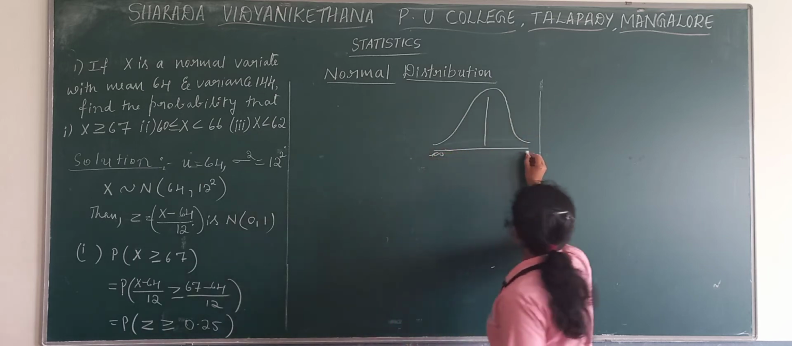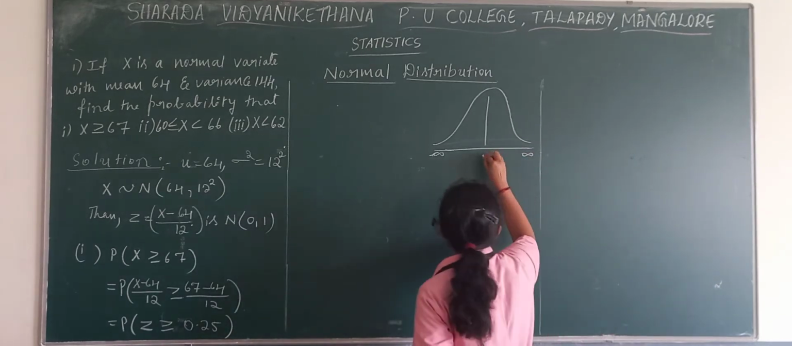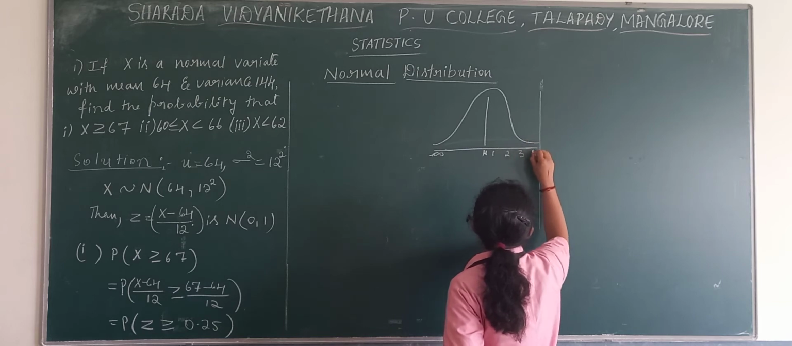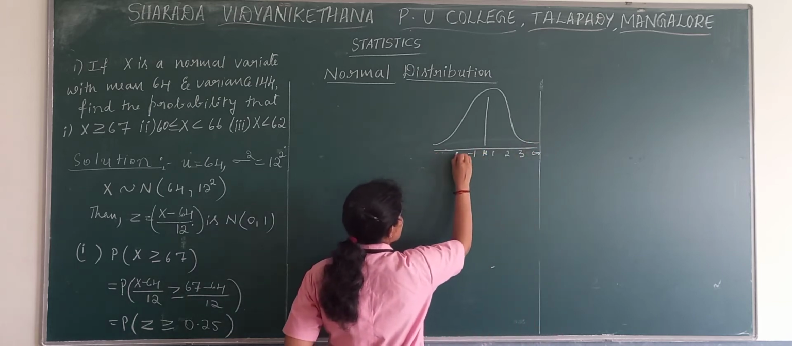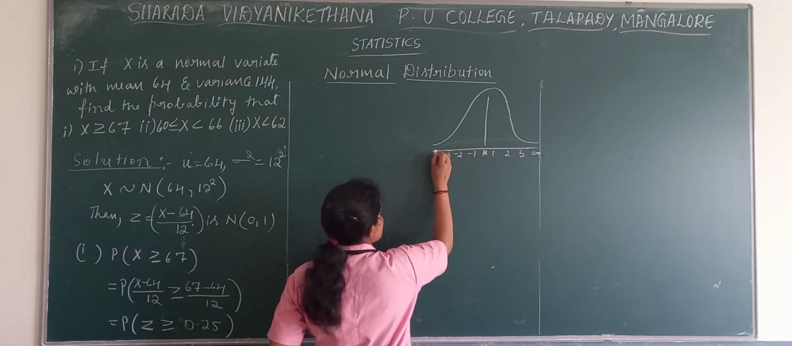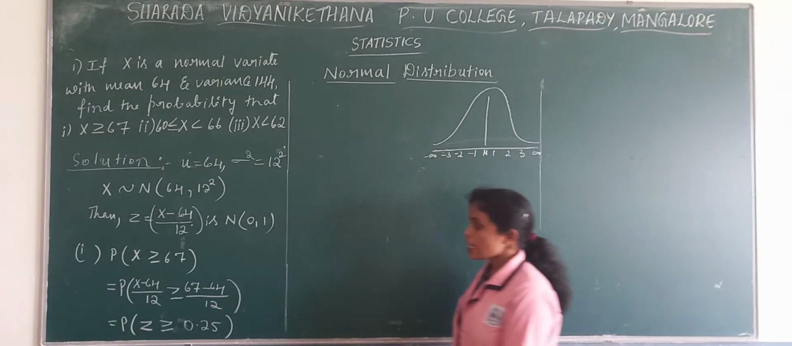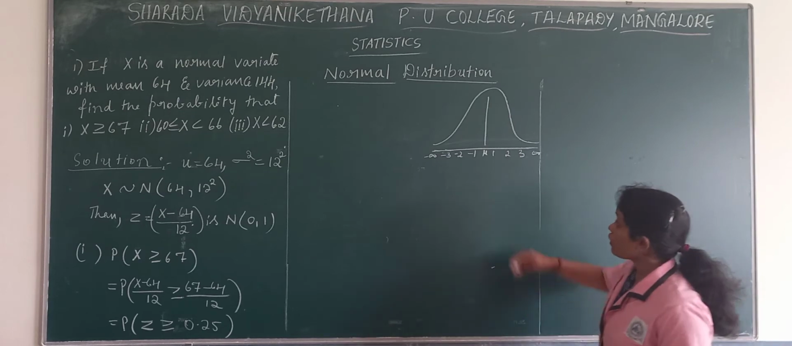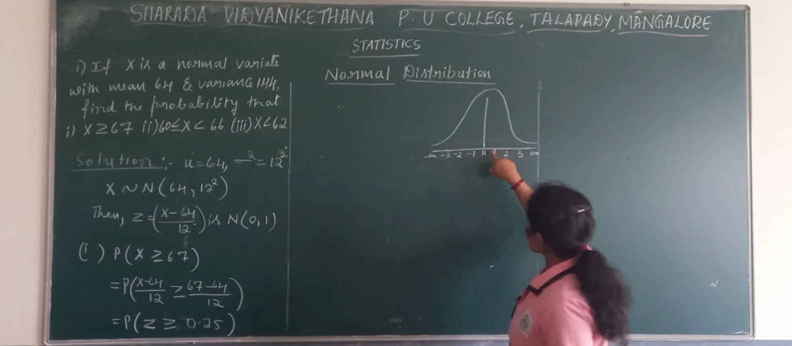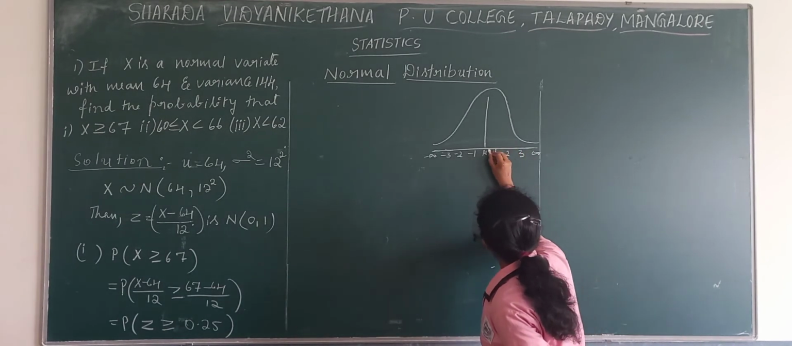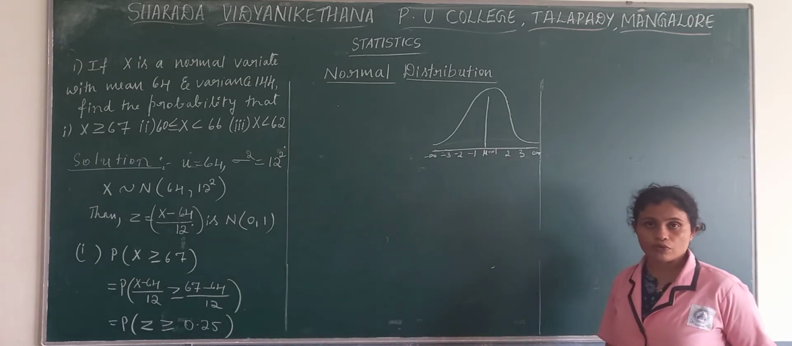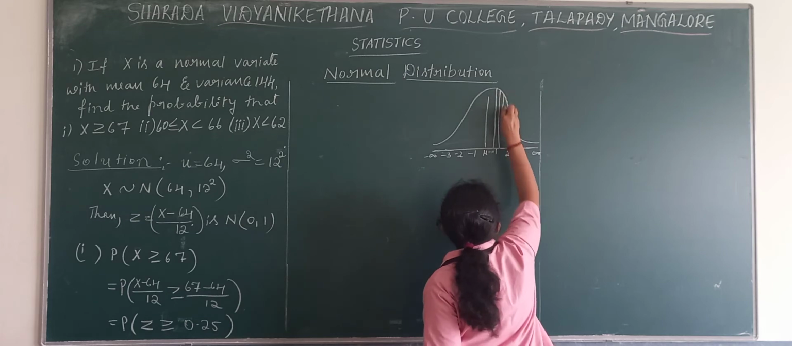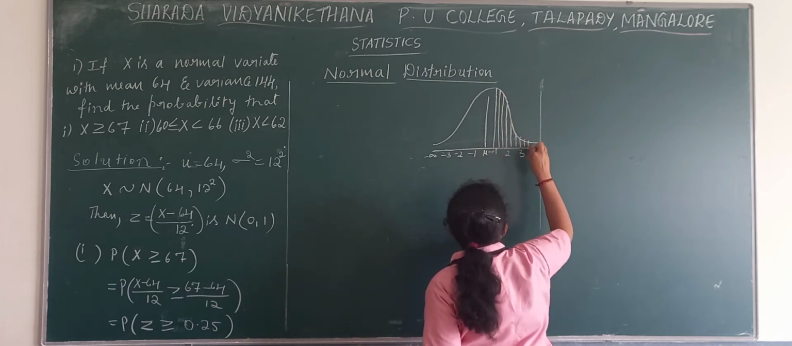Here it is minus infinity and here it is positive infinity, and here comes mu, then positive 1, positive 2, and so on. The area of Z, where Z is greater than 0.25. Where will 0.25 come? 0.25 will come on an average here. This is the place of 0.25. So greater than that, the area of Z greater than 0.25 means this is the area.